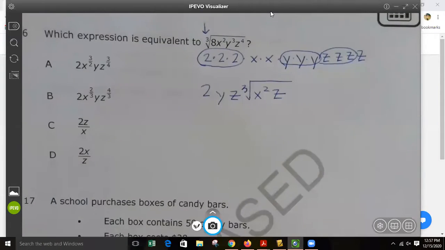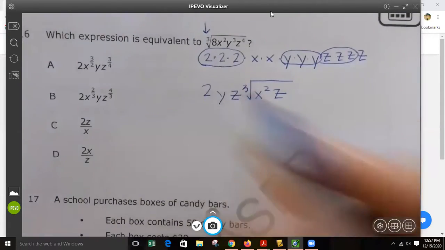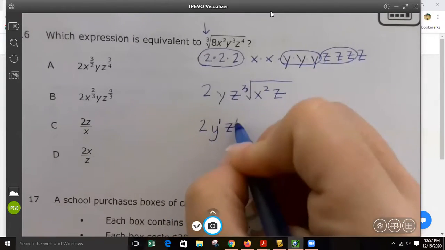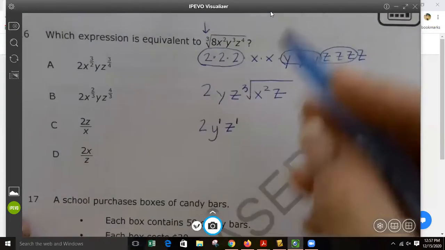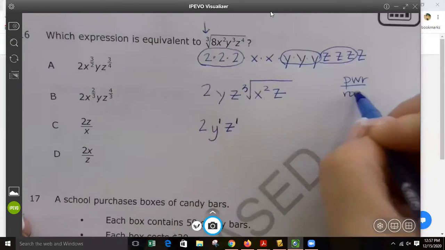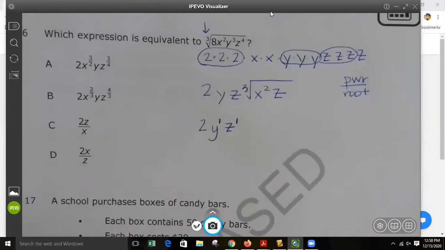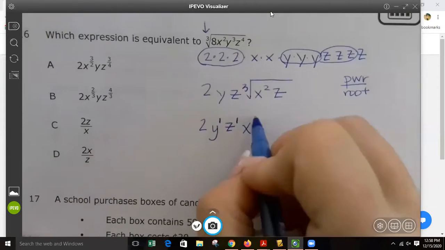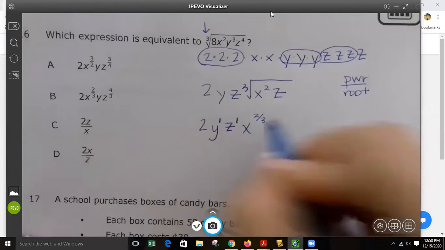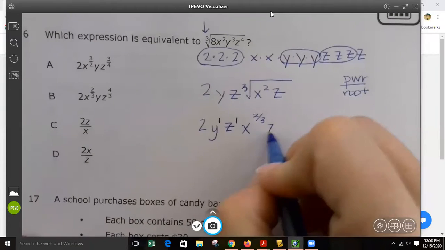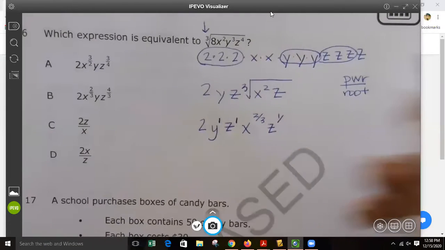What they want you to do is write it as fractional powers. So right now, we have 2, we have y to the 1, we have z to the 1. How do you write these as fractions? Your power over your root. So cube root, fourth root, square root, whatever. So your x is going to be your power 2 over your root 3. Your z is going to be your power, there's only 1 under there, root 3.